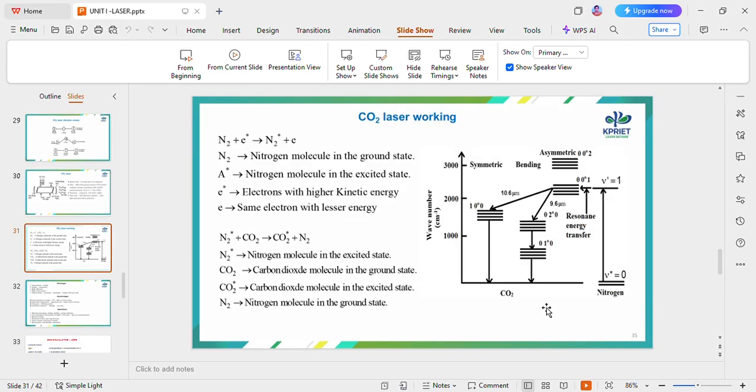Now, during working, when the excited nitrogen bombards the carbon dioxide molecule, it is first excited to the asymmetric stretching mode. Because of the vibrations, it may go to the symmetric mode or to the bending mode. When the transition takes place from asymmetric mode to bending mode, a laser wavelength of about 9.6 micrometers is emitted. When the transition takes place from asymmetric mode to symmetric mode, a laser wavelength of about 10.6 micrometers is emitted. This transition is more probable than that to bending mode.